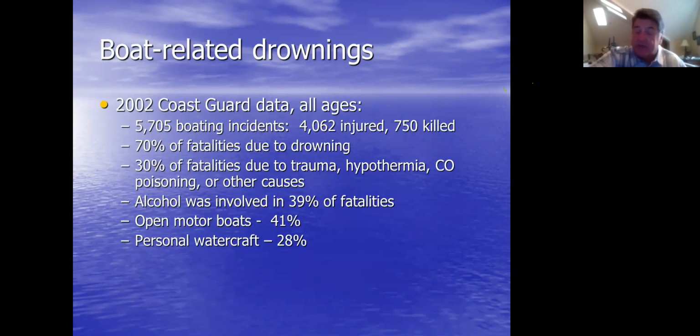Alcohol, this is a very interesting statistic, was involved in about 40% of the fatalities. Open motor boats, about 41%, and personal watercraft, those are the smaller ski-doos, etc., about 28%. If we go back to alcohol as a cause in adult drowning, most of those are actually due to the fact that people fall into the water without protective life vests. So that's a very high statistic. And the majority, as we noted, alcohol is involved in almost 40%.